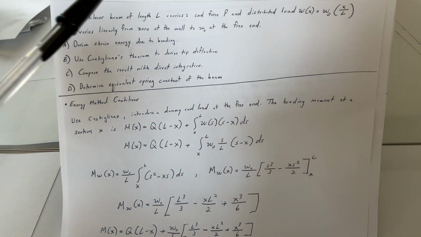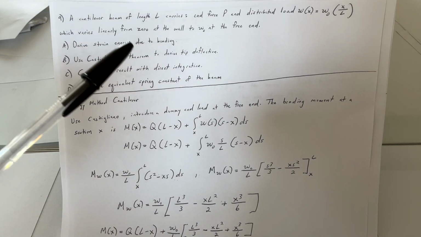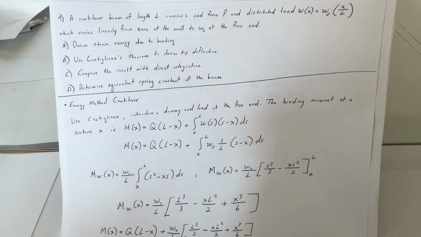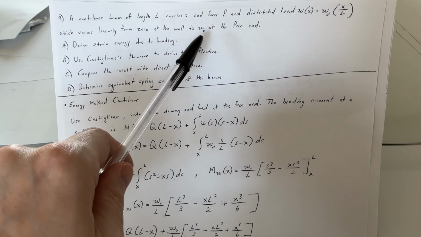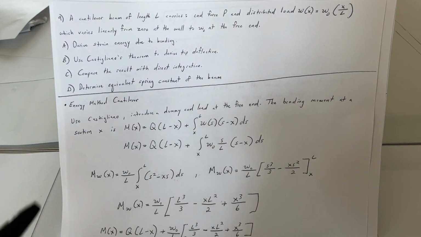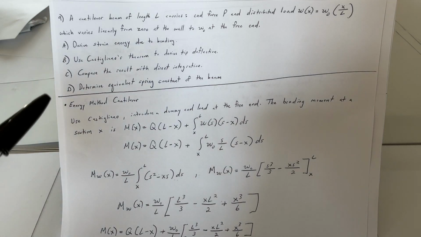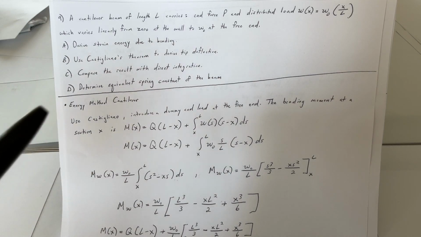A cantilever beam of length L carries an end force P and a distributed load w of x equals w naught x over L, which varies linearly from 0 at the wall to w naught at the free end. Part A, derive the strain energy due to bending. Part B, use Castigliano's theorem to derive tip deflection. Part C, compare the result with direct integration. Part D, determine the equivalent spring constant of the beam.